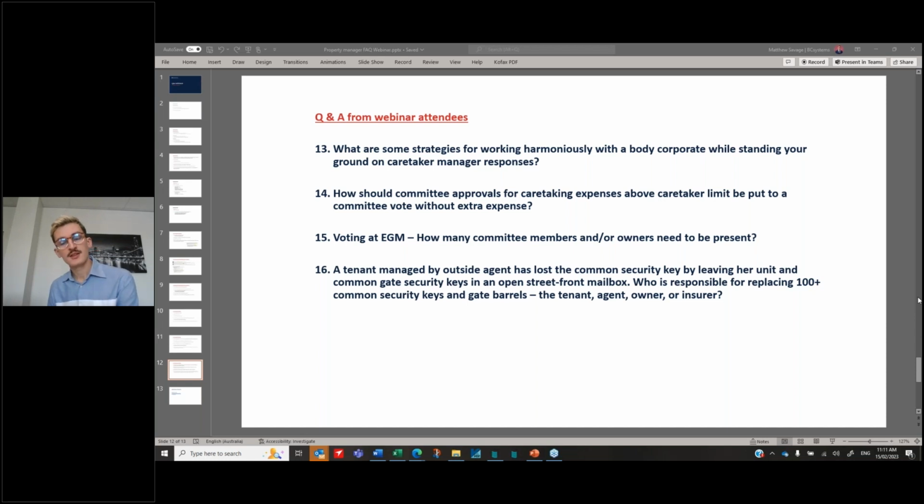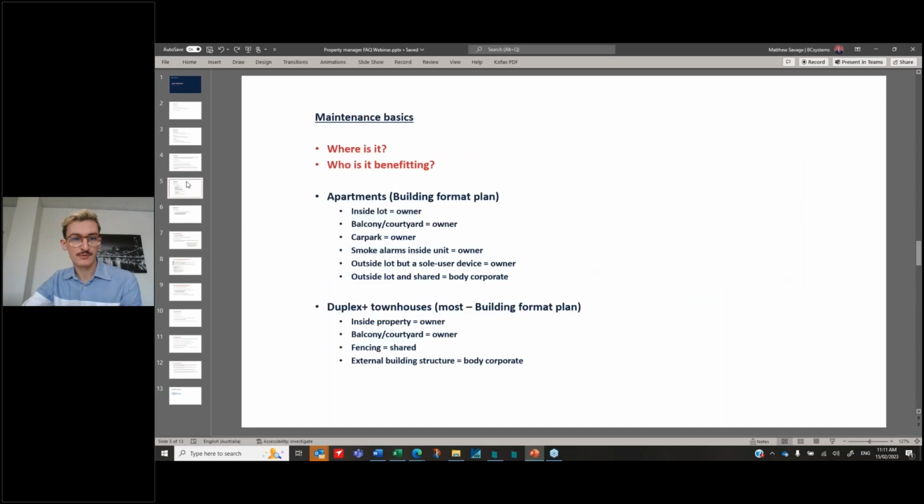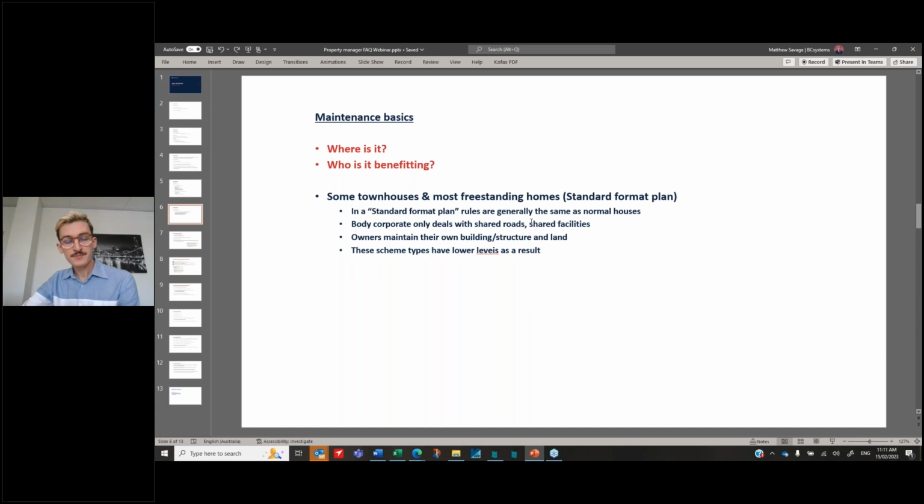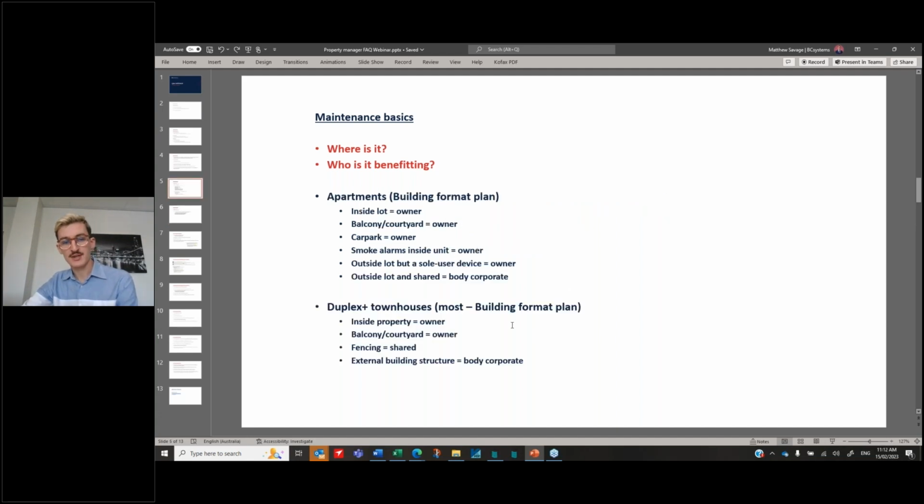So on our maintenance slide, we had the two main types of plan, so building format plan and standard format plan. In a standard format plan, the body corporate is not responsible for that at all. And as I said, that's more an unusual type of plan. So most of the time, the ceiling cavity, between the ceiling of the upstairs and the roof, in a building format plan, is nearly always common property area.